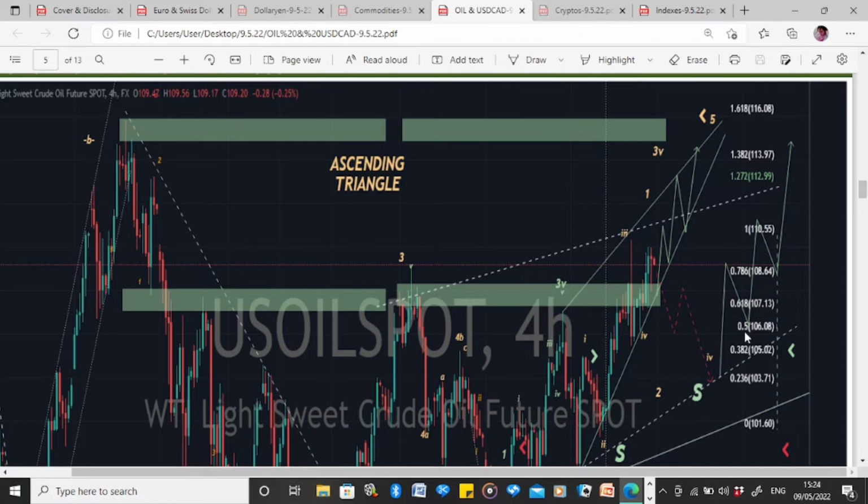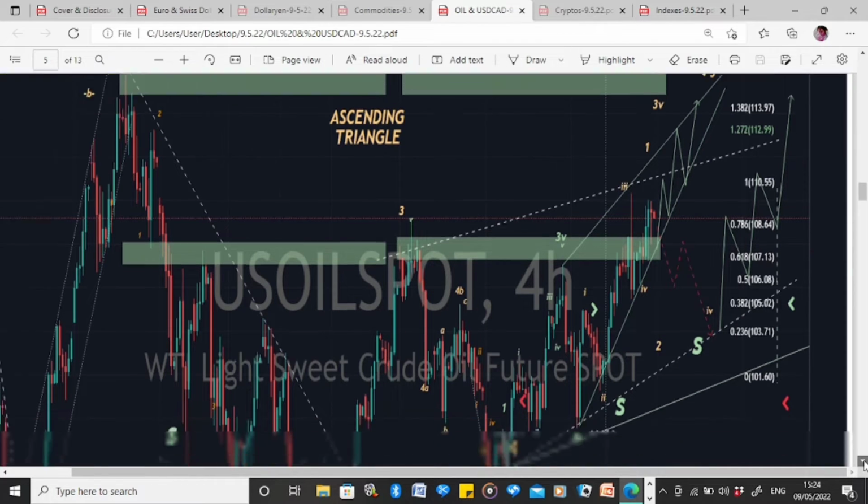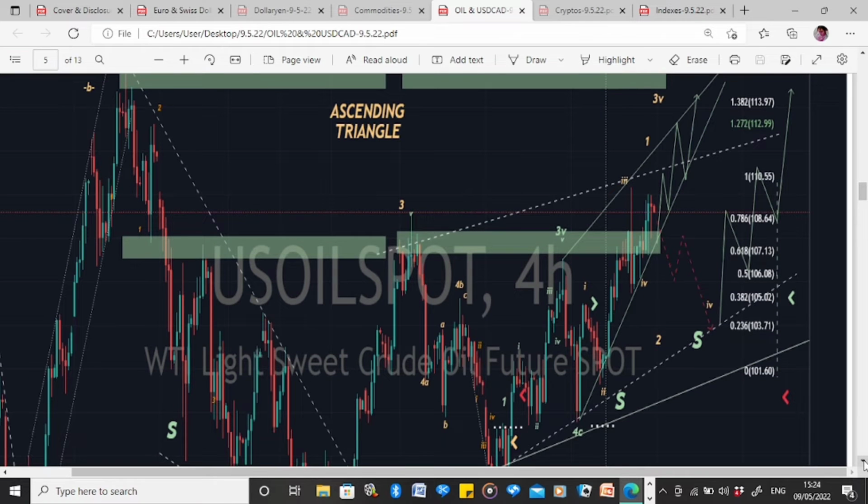You get a correction 4. A correction 4 technically can test that level degree 1. If this is really going to be the case, then you get a very deep correction. Let's take a look at the structure.